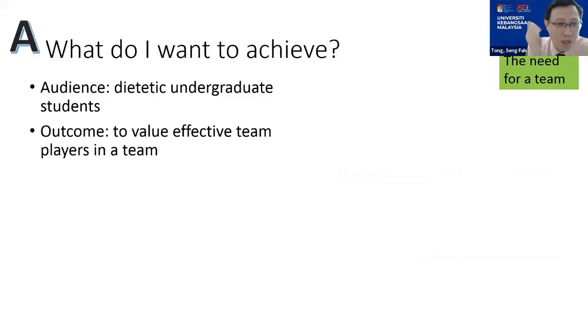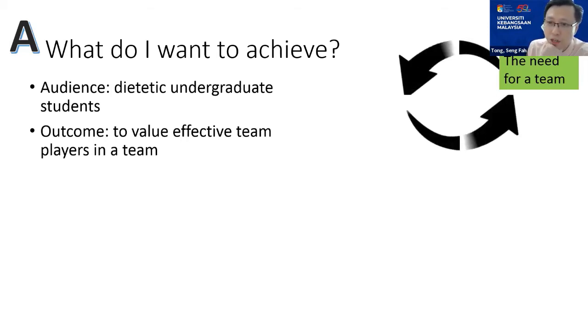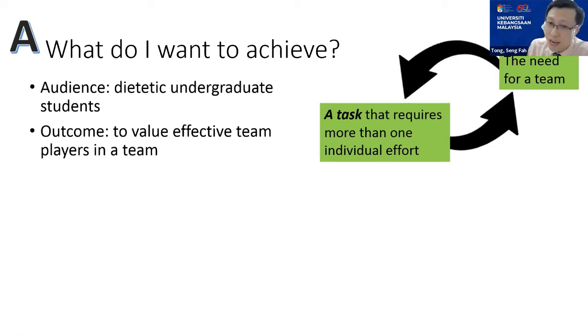So how do you go about doing that? We know the audience is dietetic undergraduate students, and the outcome is to value an effective team. So I have my outcome. What do I want to achieve? If I'm just going to tell them what teamwork is all about, obviously this outcome will not be achieved. Therefore, students need to know the need for a team. How do they get to know the need for a team? It's basically being able to see a task that requires more than individual effort. If a task is so simple that an individual can do it, I don't think there's a need for a team. So they must be able to see a task that requires more than one individual.